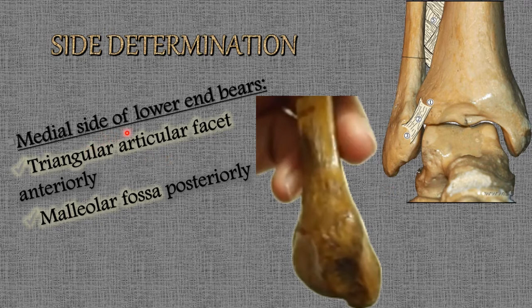Medial side of the lower end bears the triangular articulating facet anteriorly, we already know that, and the malleolar fossa posteriorly. Now this is the medial surface, this is the triangular articulating facet for the ankle joint, for the talus. So it should face anteriorly, meaning this is the anterior side, behind will be the posterior side. So the articulating facet is facing anteriorly, whereas the malleolar fossa will face posteriorly.